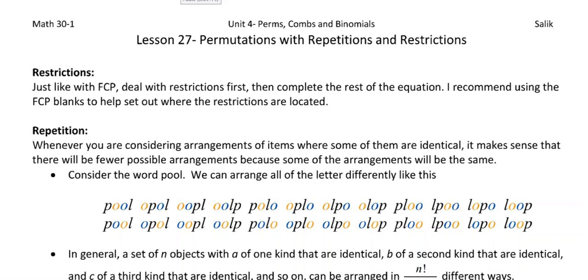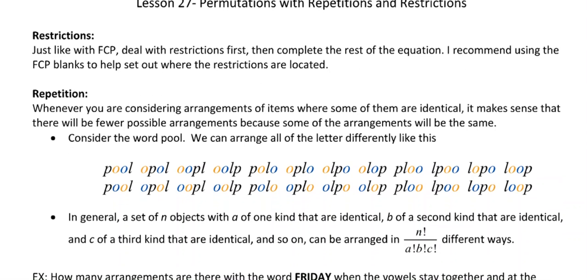Lesson 27, permutations with repetitions and restrictions. All right, so we actually kind of dealt with some of these things in the last lesson, so some will be review, especially with restrictions, right? So we'll do some more examples of that below. Repetitions, though, this will be new.